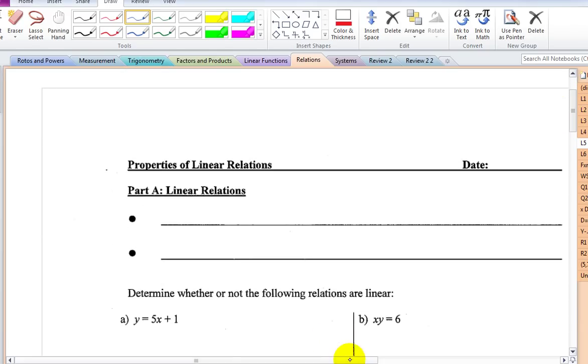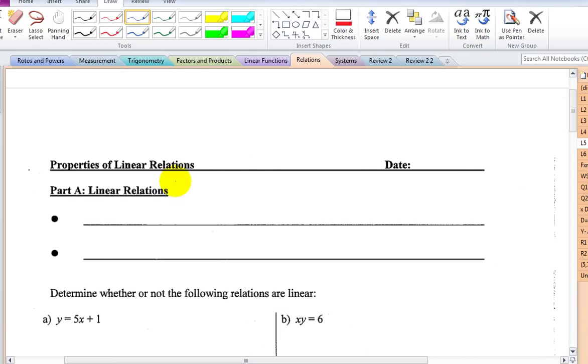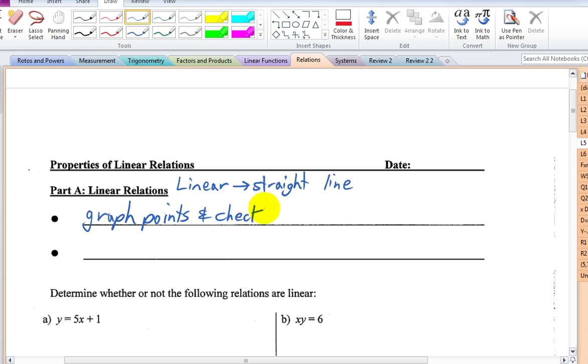So, properties of linear relations. First of all, we want to do a linear check. So, linear means straight line. Does the function or the relation make a straight line? So, what you can do, number one, is you can graph the points. And check. Does it make a straight line?